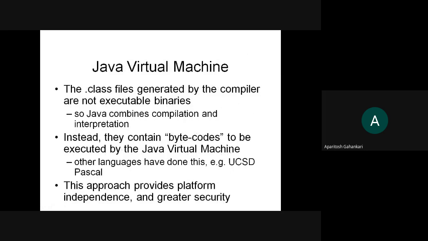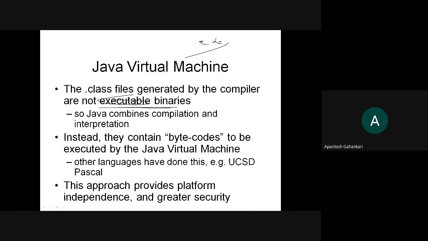Okay. So there is a concept of Java virtual machine. The dot class file is generated by the compiler, and it is not a binary. It is not an executable binary. As I have just told you, it is an intermediate file. You cannot execute that file as it is. It is not an .exe file. What does .exe mean? It is an executable file, but the dot class file is not your .exe file.